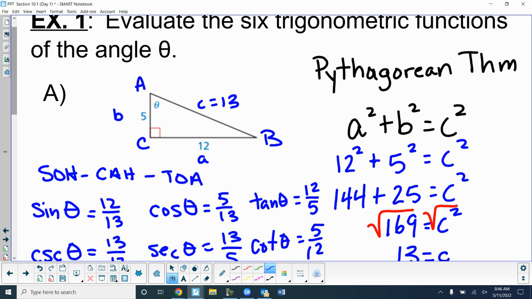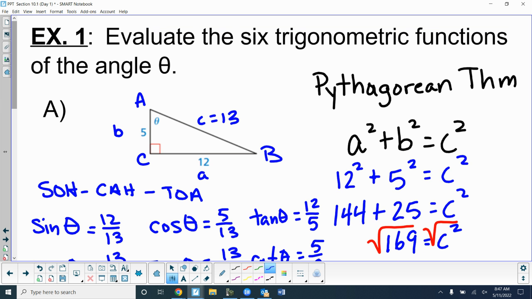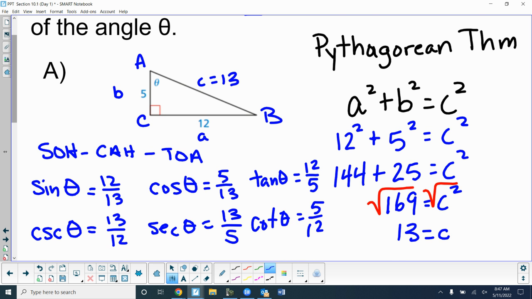We have to find all of them for every problem. When it says 6, there's 1, 2, 3, 4, 5, 6. Are they just reciprocals? Yeah. Find the first three and then the other three are the reciprocals.